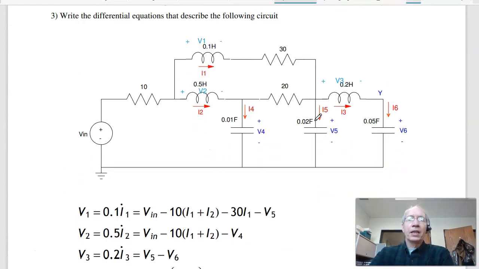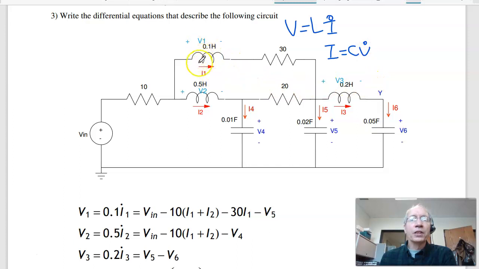Problem 3 looks at coming up with the differential equations for a circuit. And it's actually not that bad. Sounds intimidating, but not really. What you've got to remember is for an inductor, the voltage across an inductor is L di/dt, and I'll use the dot to mean derivative. For a capacitor, the current through a capacitor is C dV/dt.